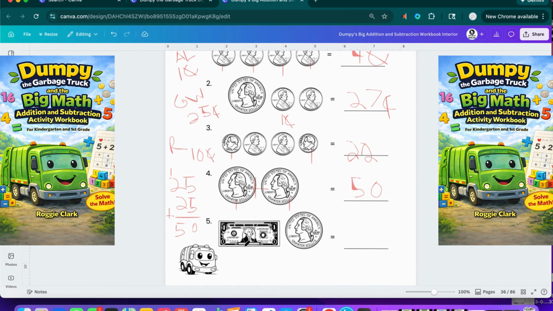All right, number 5. Again, I've got to identify what I'm dealing with. Now here's a little doozy. Typically we know GW is George Washington, but this time he's on a bill. He's on a dollar, so this is actually worth $1. And again, it gets kind of mixed up, but this time it's even more of a doozy.